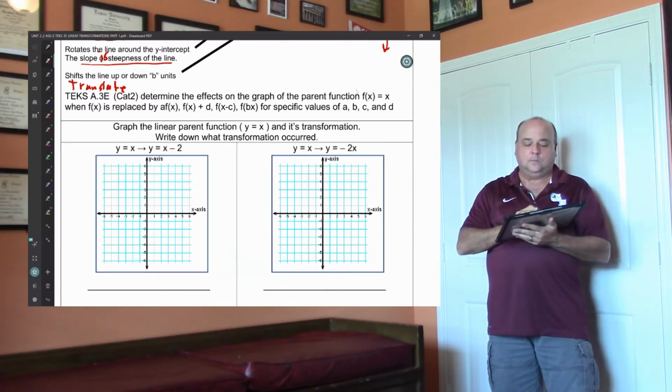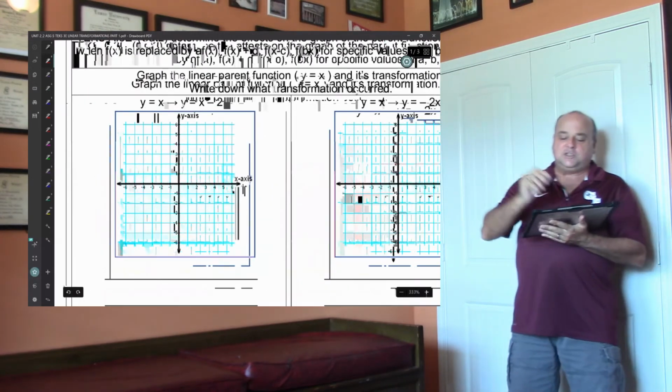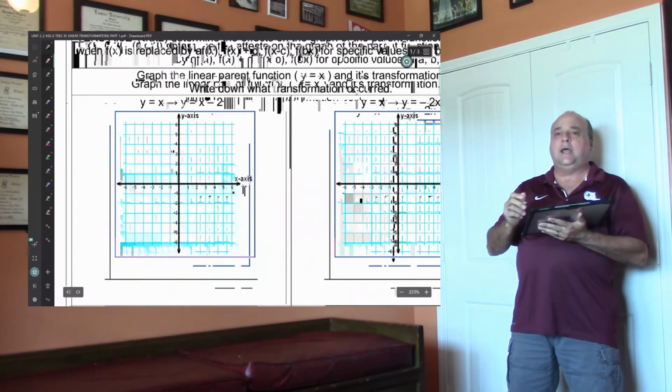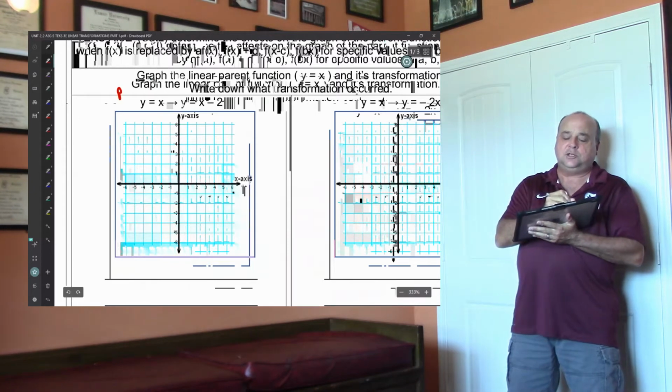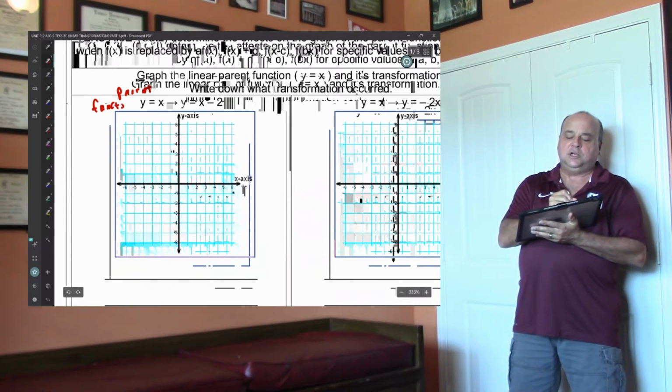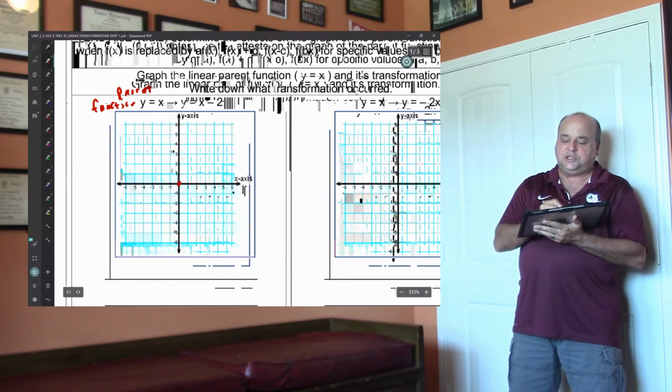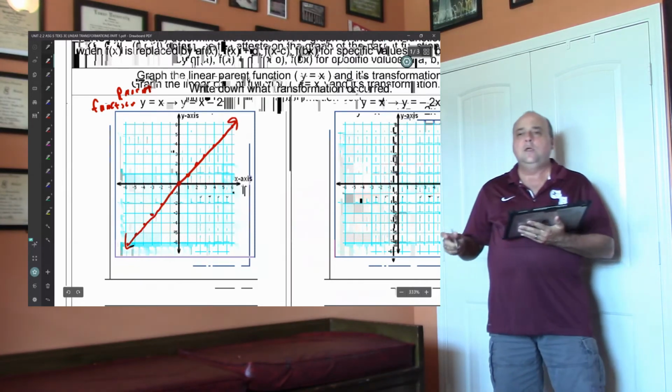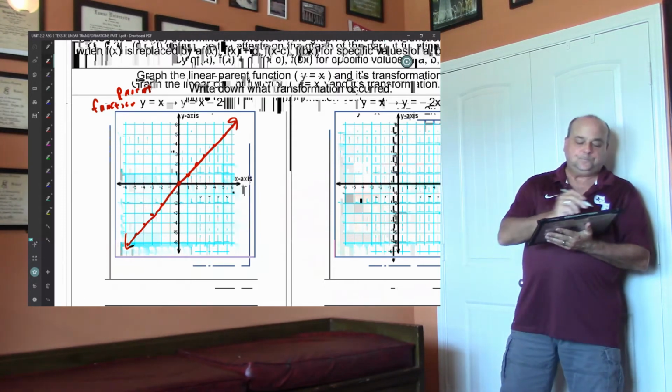mx plus b form, okay? So the first thing we want to do is graph y equals x. This is called your parent function. So write that down. You need to know that. The parent function of a linear function goes through the origin and the slope is 1. It's going to go straight across the grid. So on every one of these problems, you're going to draw the parent function. So that is our parent function.